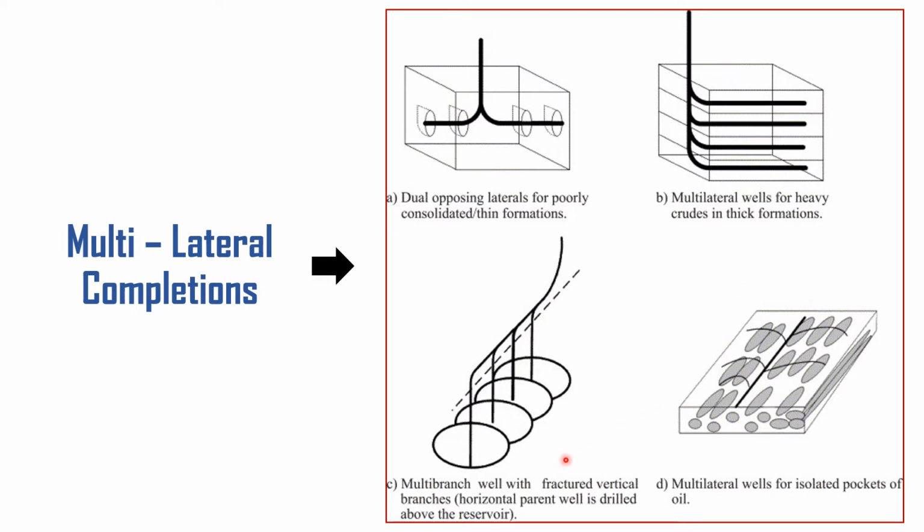Also multi-branch well with fractured vertical branches. So for fractured vertical branches we have a directional well drilled and the multilaterals are vertical. So horizontal parent well is drilled above the reservoir and the daughter multilaterals are drilled again towards each fractured zone. Also multilateral wells for isolated pockets of oil.